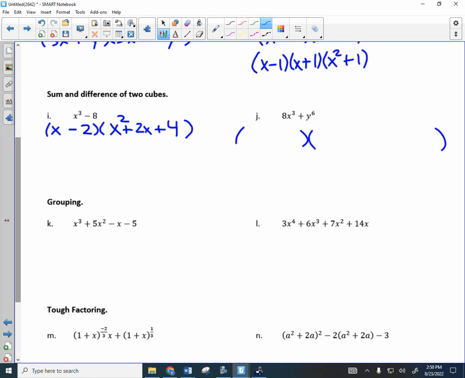The trinomial that results, very rarely does that factor. Okay? 8x cubed. 2x. Y to the 6th. Y squared. Plus or minus? Square the front. Square the back. Multiply the 2 together. Back is always plus. Middle is opposite the front.